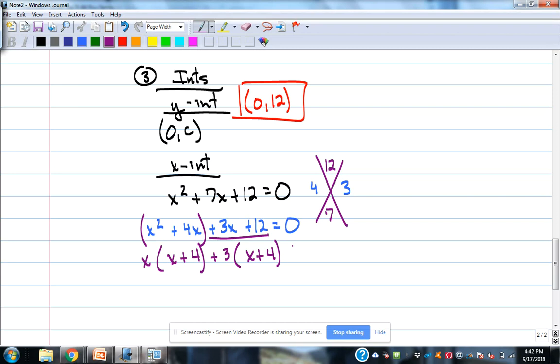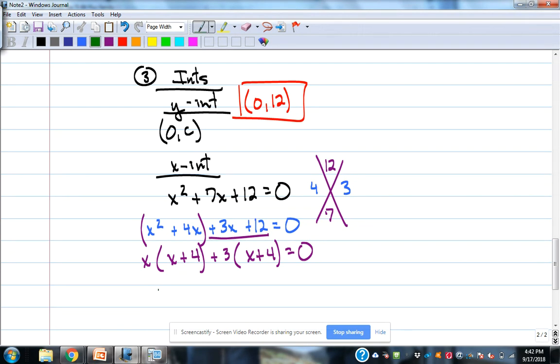parentheses x plus 4. The reason that's an x plus 4 is what times 3 gives me 3x? X. What times 3 gives me 12? 4. That's where those are coming from. Notice that these parentheses match. If they don't match, it's not factoring right. Okay? So be careful of that. If it will factor, those will match.